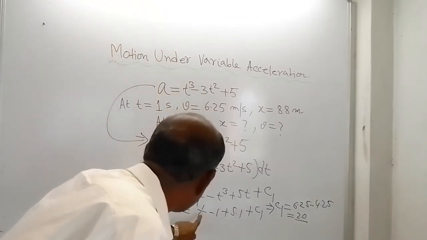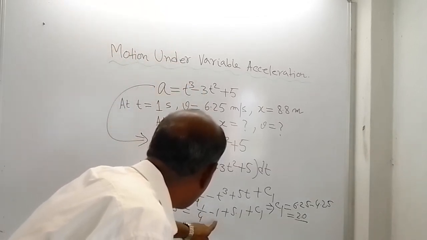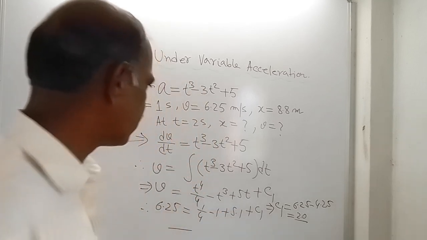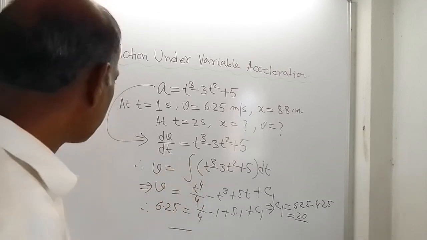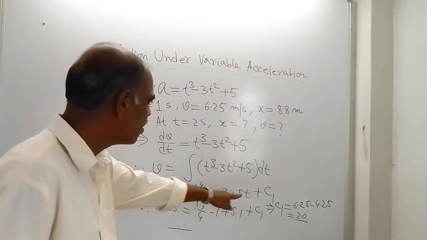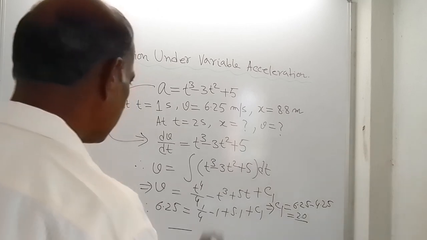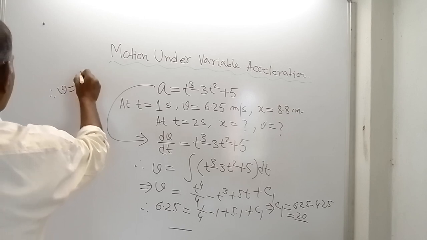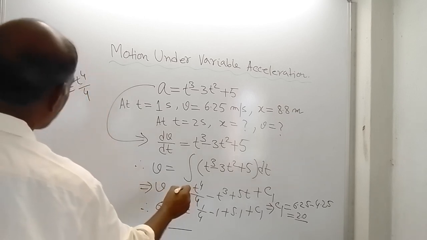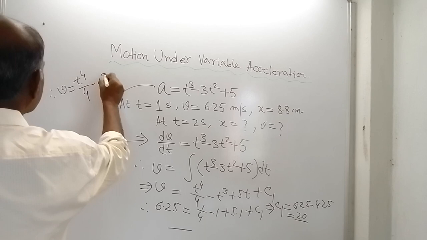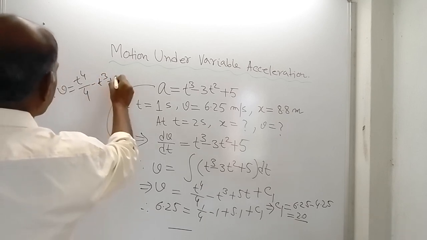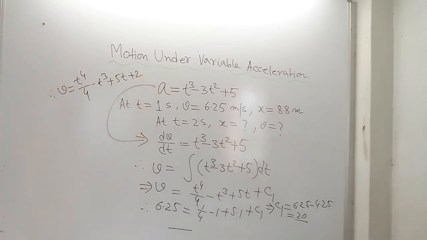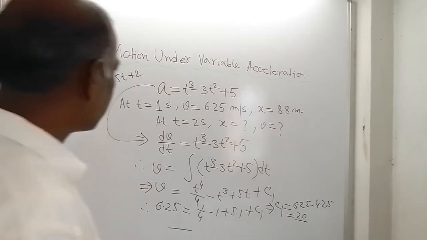Once again, I need to check. 0.25 minus 1 is minus 0.75, plus 5 is 4.25. Right, C1 is equal to 2. Therefore V is equal to this plus 2. So V is equal to t to the power 4 by 4 minus t cube plus 5t plus 2. This is what we have got. Now one more condition is given.